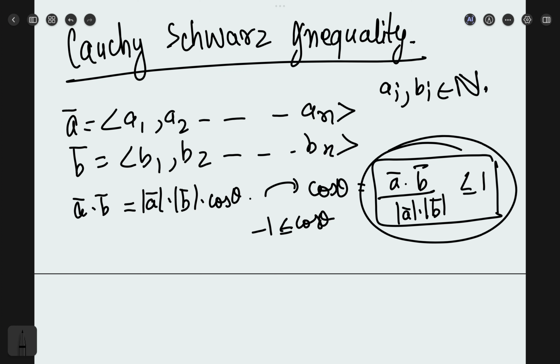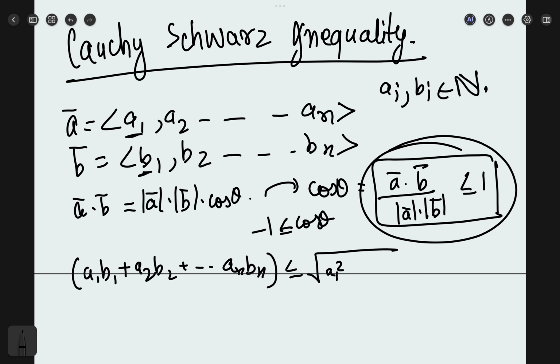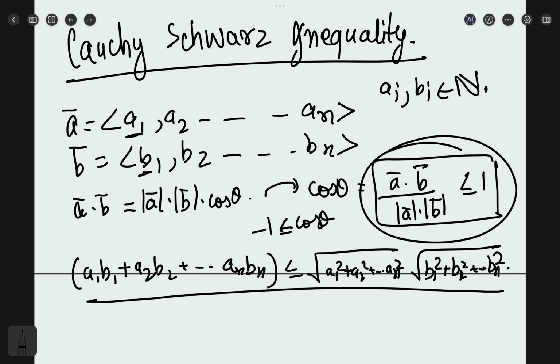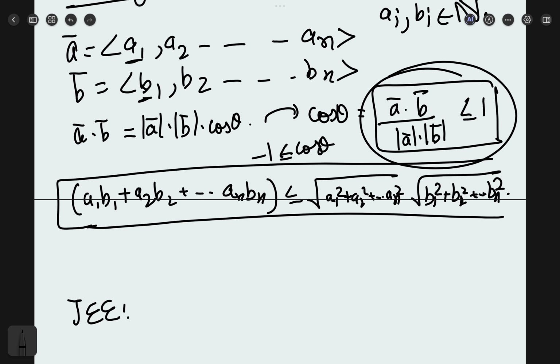So I'm just going to use this part, and I can write a1 b1 plus a2 b2 till an bn. Obviously, I'm taking the dot product of the vectors, and this is going to be less than equal to a1 square plus a2 square till an square, rooted, and same with the bi. And yes, this is your Cauchy-Schwarz inequality. Pretty simple but very useful.